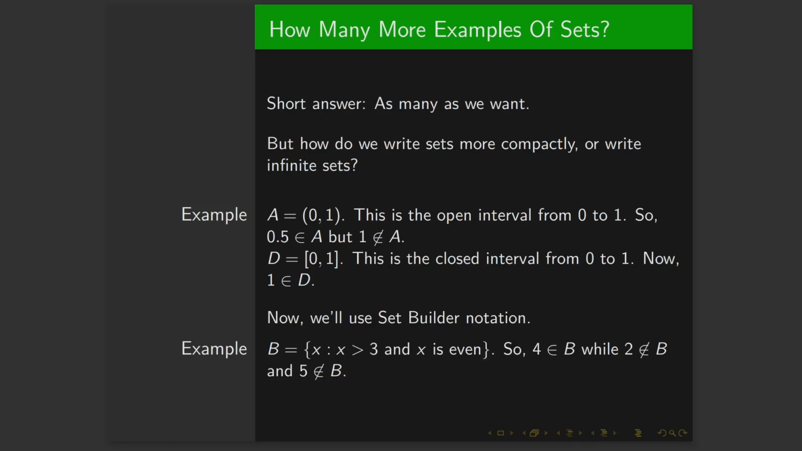So it can be 0 comma infinity. But since infinity is not a number, we don't include it, so we always put a circle bracket at the end there. But then there's also another way we can define sets, and this is called set builder notation.